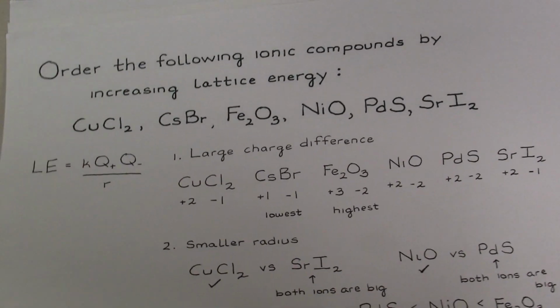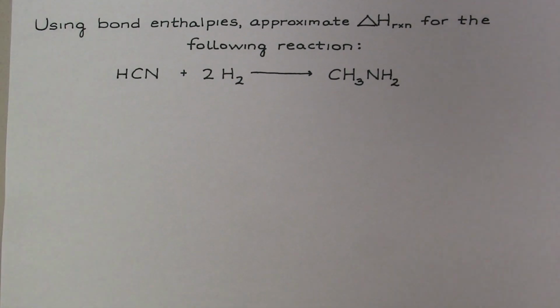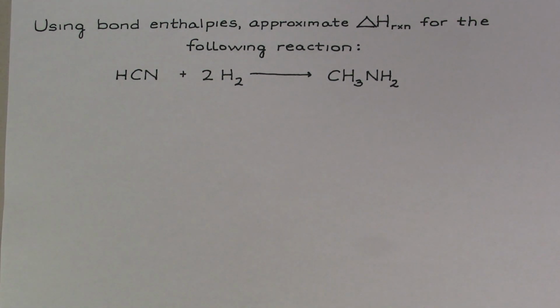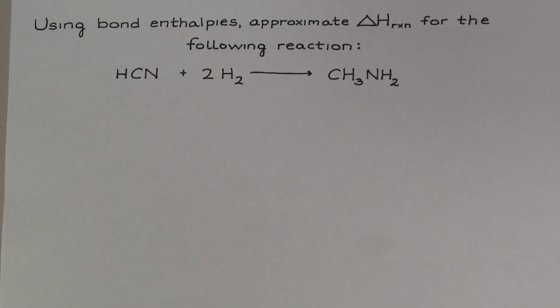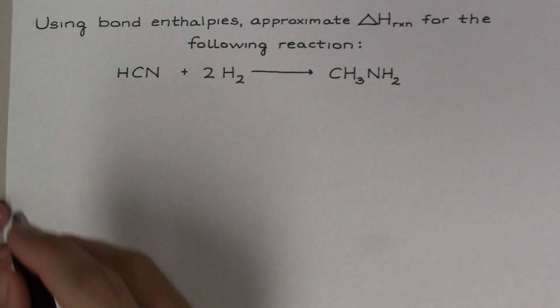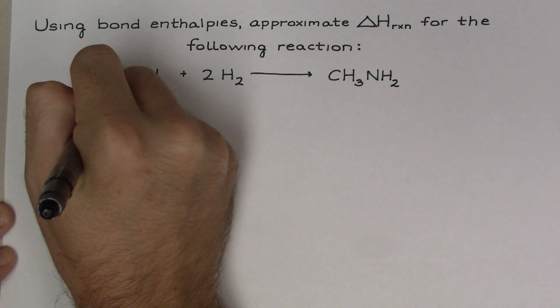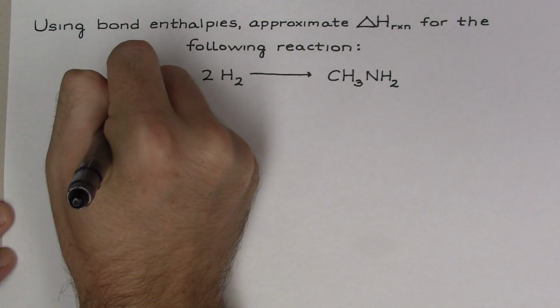In our second problem, using bond enthalpies, approximate the delta H for the following reaction. This is HCN plus 2 hydrogen molecules, giving us CH3NH2. When starting this problem, the first thing that you need to do is draw the Lewis structures. So we will go through our order of drawing Lewis structures before we go to bond enthalpies. First, we must draw the skeleton structure of HCN.